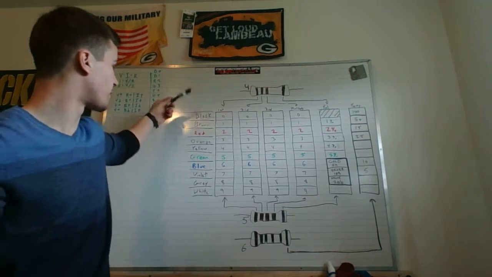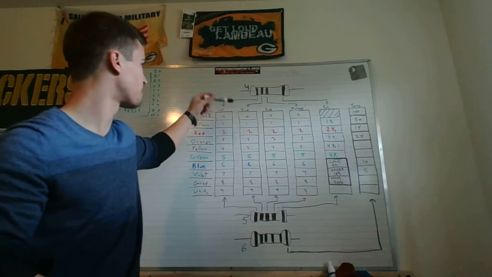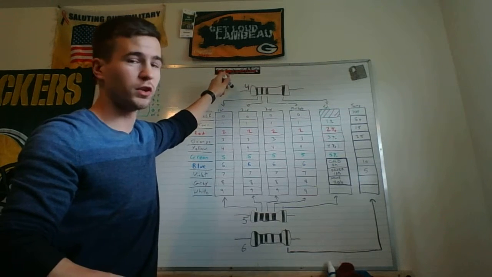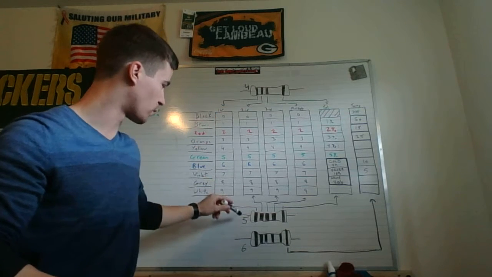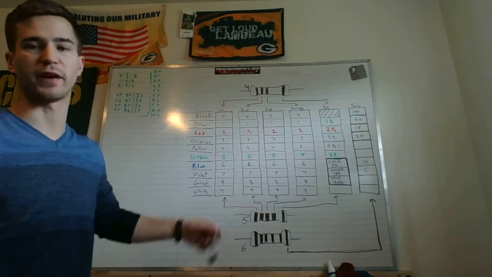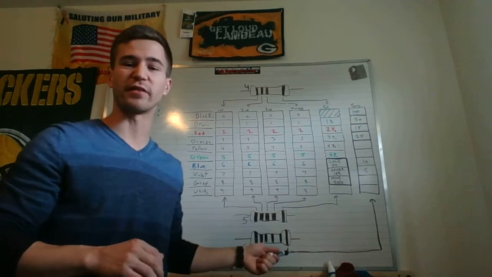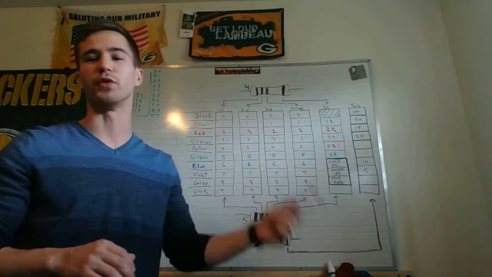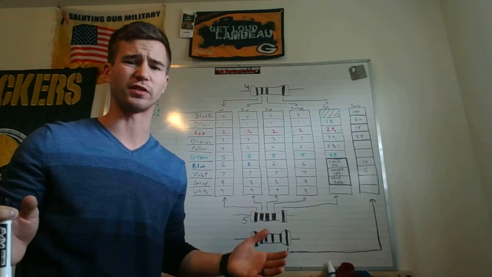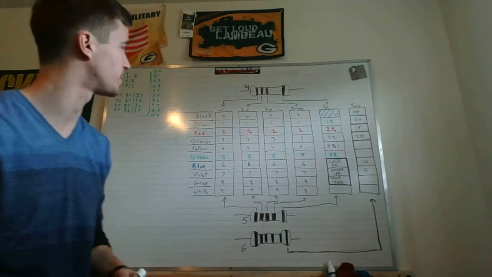So next, once you memorize those colors and what they actually mean, you're only going to either deal with a 4-band resistor or a 5-band resistor. There are 6-band resistors out there, but on your exam you are not going to see that, so I'm only going to touch on it at the end. Don't really worry about it too much.